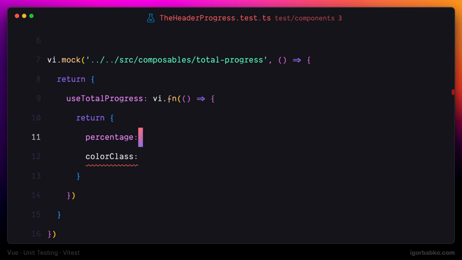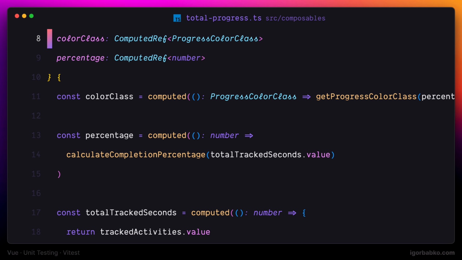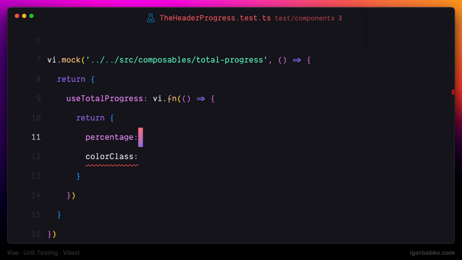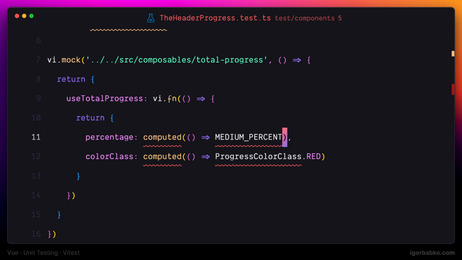So let's figure out what values those keys contain in the original implementation of the composable function. And as we can see in here, both of those values have to be computed properties. That is why I'm also going to use the function computed to create values for both of those keys. But the thing is that we can actually control values for these computed properties in our mock implementation. So I will make the first computed property return the MEDIUM_PERCENTAGE constant, which has a value of 66. And for the second computed property, I'm gonna use an enumeration called ProgressColorClass and reference the red value.